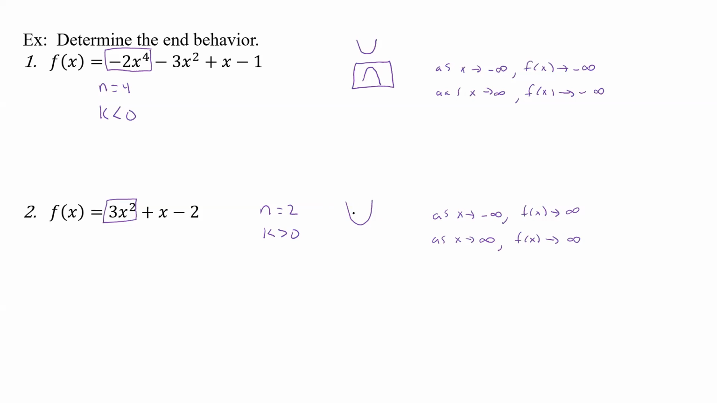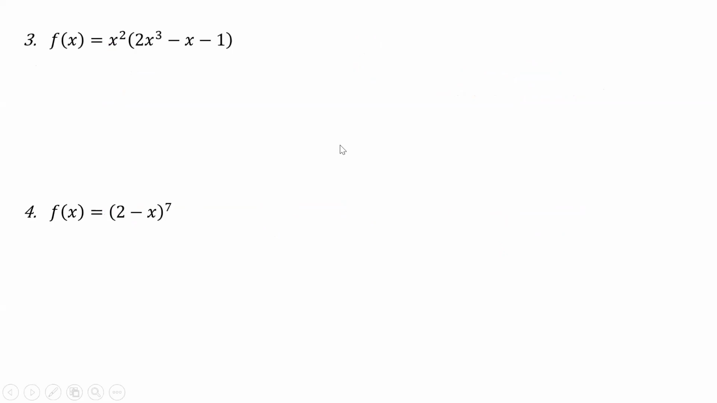Okay, and so knowing that in behavior, again, we don't know what happens here, but we know what happens there and there. And in this case, we know what happens here and here. We don't know what happens in the middle, but we do know what happens on those end pieces. All right, so here, what about this one?